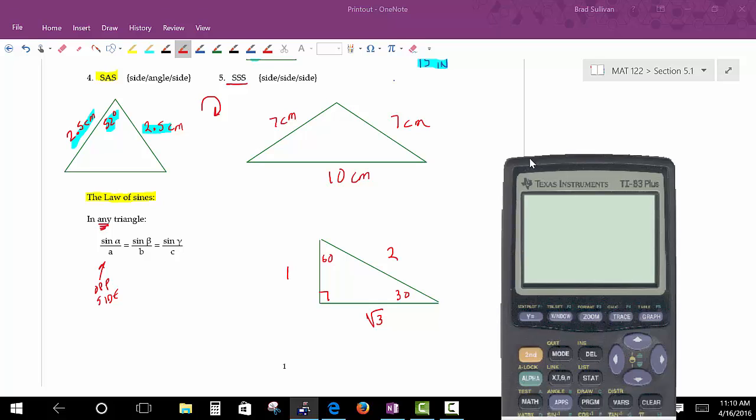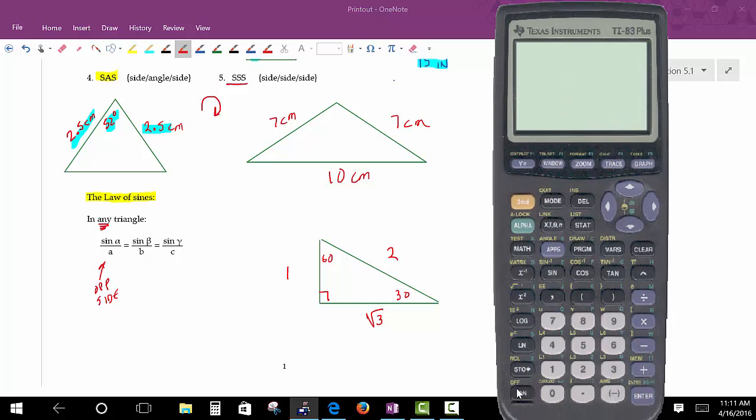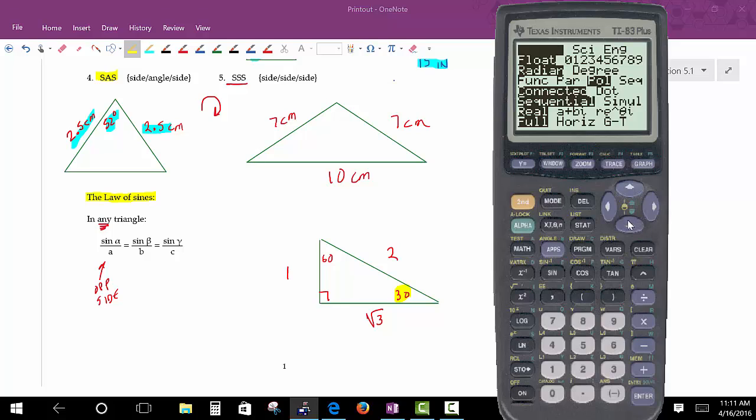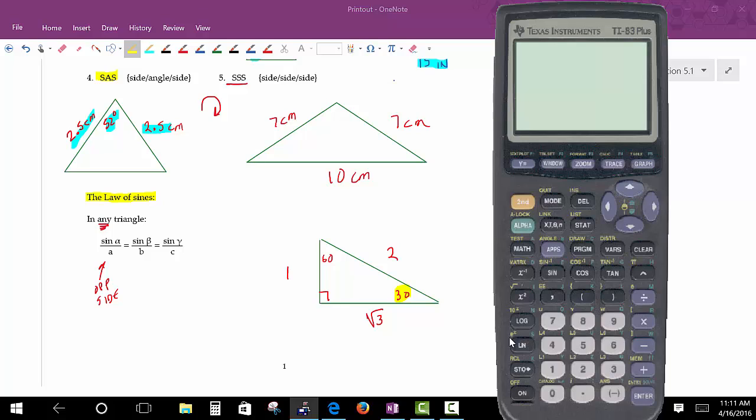Now I'm going to demonstrate this on the calculator first. Then I'm going to do a little bit more specific work analytically. So when you do the law of sines, this is basically what you do. You pick an angle, and we want to make sure our calculator is in degree mode as we're doing this. So I'm going to go to degree mode. And what I do is I do the sine of that angle. Then I divide that by the opposite side, which is 1. And that'll give me a ratio of 0.5.